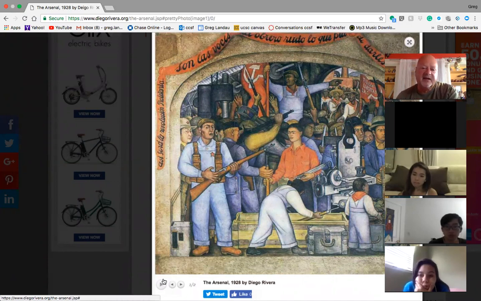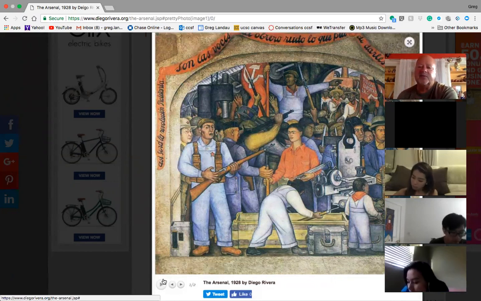Can somebody answer me? Yes. So this is the Arsenal, and this was painted in the Secretaría de Educación, the education ministry in Mexico City. This is a very famous painting, and we see here a group of artists. We see Frida Kahlo, a Cuban labor leader. We see Tina Modotti, another artist. We see children handing out rifles. We see workers in the background with the Communist Party flag.